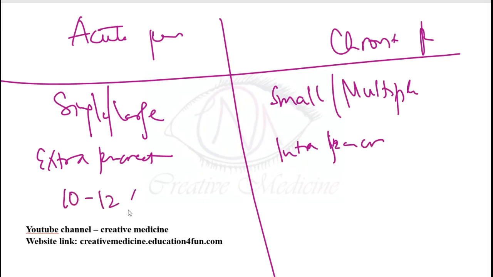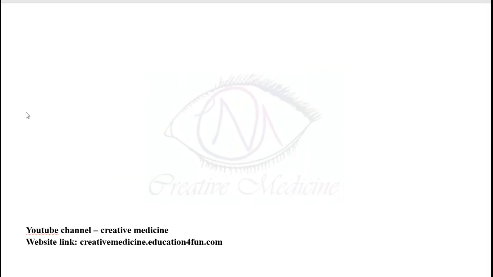Acute pancreatitis incidence is 10 to 12%, whereas chronic pancreatitis incidence is 20 to 40%. In acute pancreatitis, a single, large cyst is seen which is extrapancreatic, and the incidence is 10 to 12%. In chronic pancreatitis, multiple small cysts are present which are intrapancreatic, and the incidence is 20 to 40%.